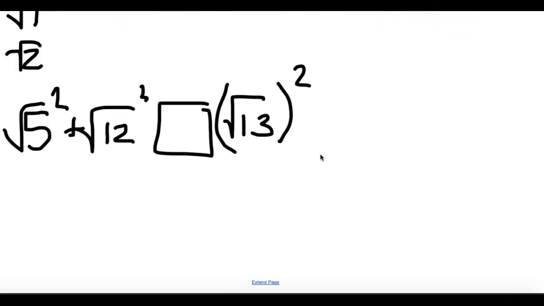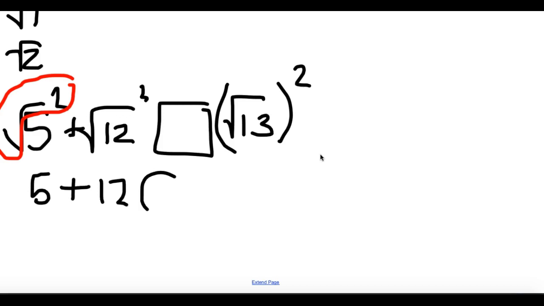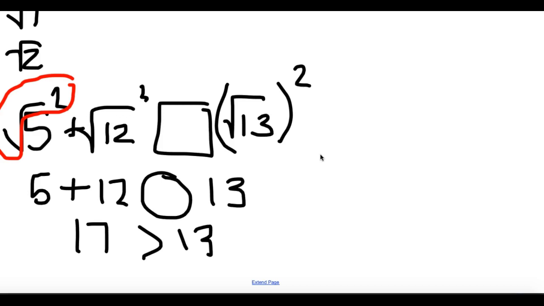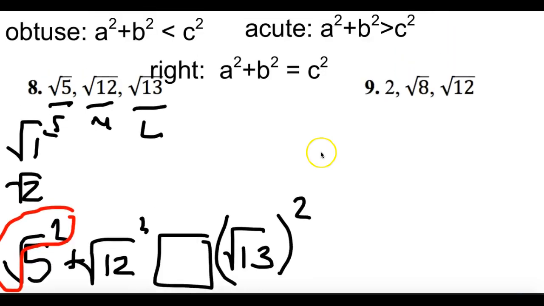So what's going to happen is these symbols and this notation basically undo each other. That's just going to simplify to 5 plus 12, and then we just don't know the inequality there yet. And then we would get a total of 17 would be greater than 13. Therefore, according to our rule, it would be an acute triangle because it fits this one up here.